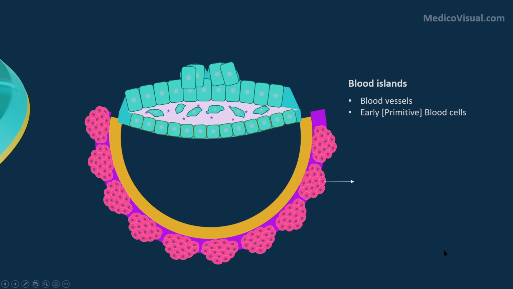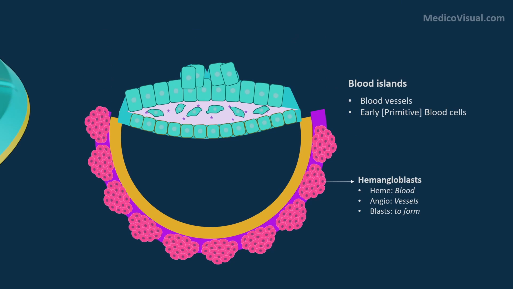And what are these cells? These cells are called hemangioblasts. This term hemangioblast consists of three words: hem, angio, and blast. Hem means blood, angio means vessels, and blast means to form. So hemangioblasts are named so because they are going to form blood vessels as well as the primitive blood cells. So these are the hemangioblasts, and aggregates of hemangioblasts form a single blood island.